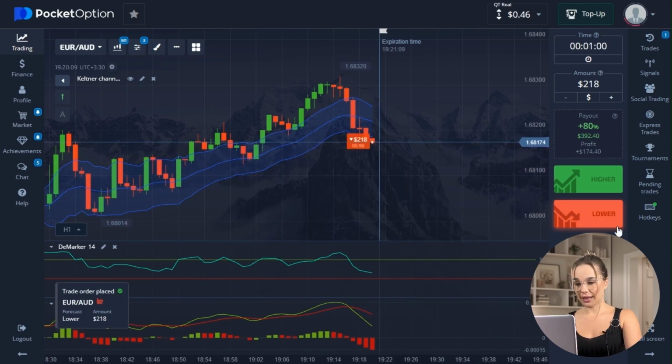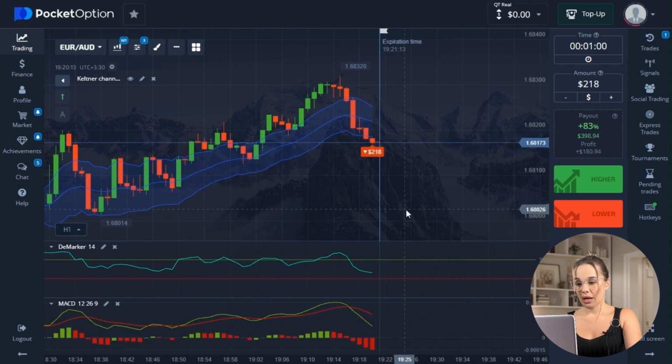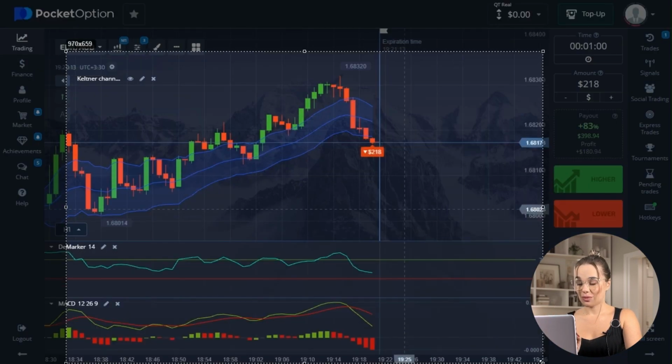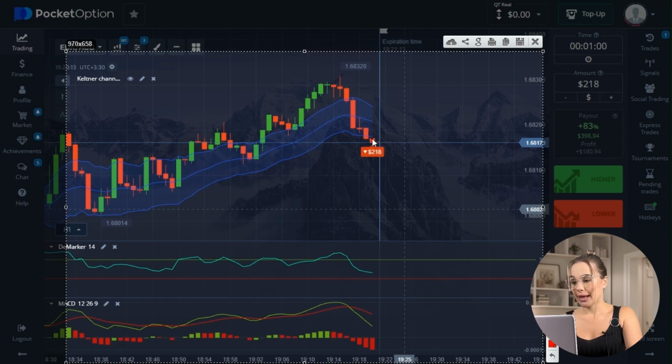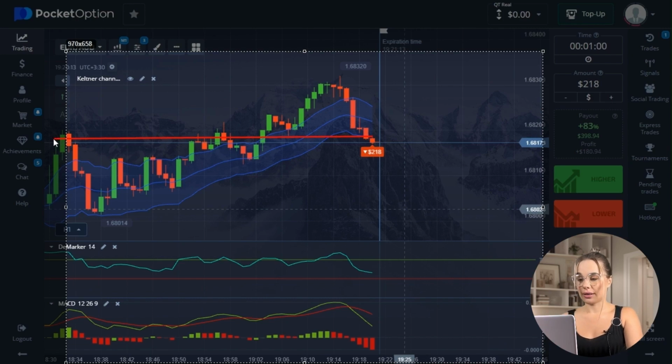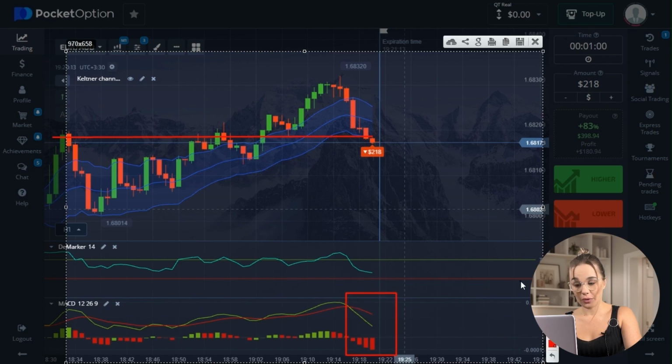So let's open another downward trade. I believe that the drop will continue. Why? Guys, watch the chart. Well, it crossed the lower Keltner channel boundary, breaking through a significant support level, and MACD lines continue to spread apart, and DMarker hasn't even entered oversold territory yet. Well, there is still room for a decline, so I'm keeping an eye on the chart at this level.